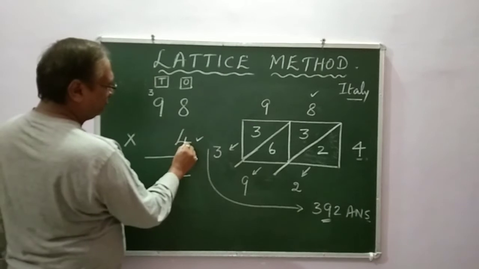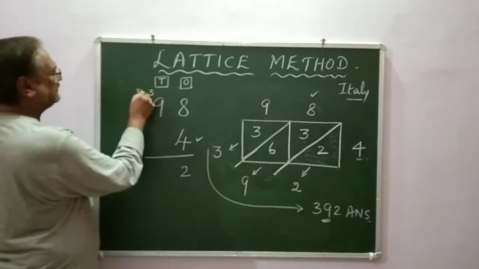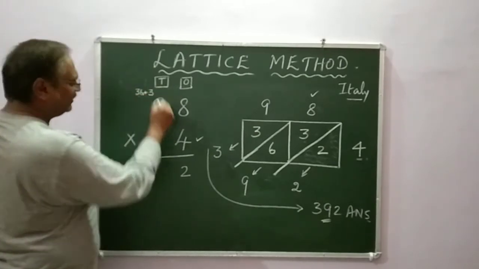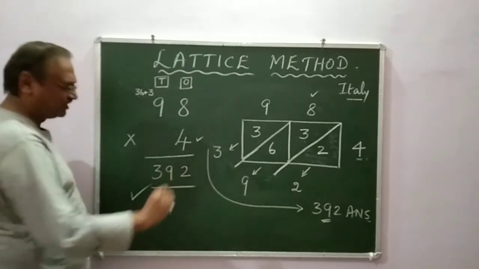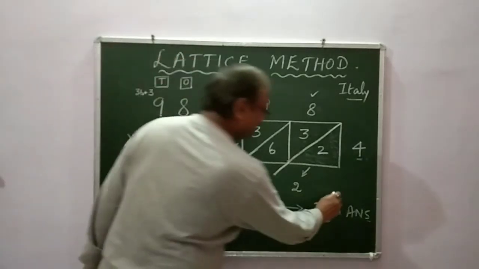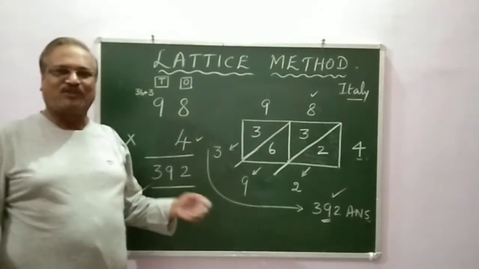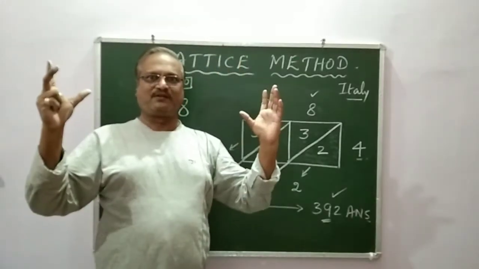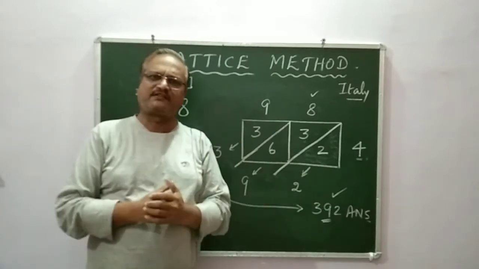Now take it here. 4 9s are 36. Add here. 36 plus 3, that is 39. So my answer is correct either way. Whichever way you like, you do it. The more you do with different numbers, magic will happen. Your brain will open up and you will become very good in mathematics.